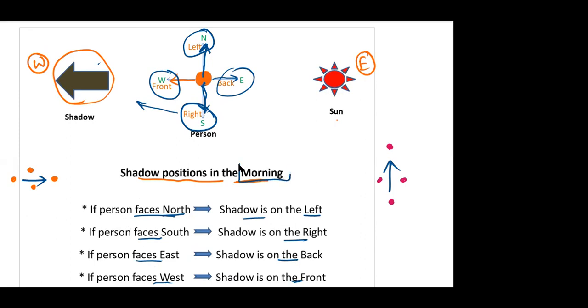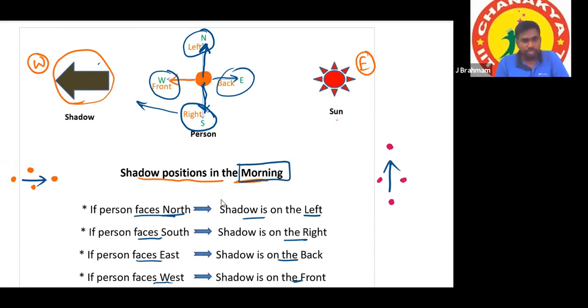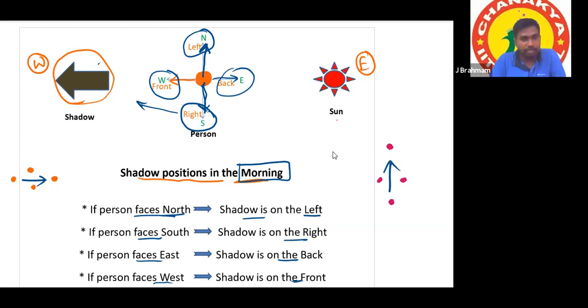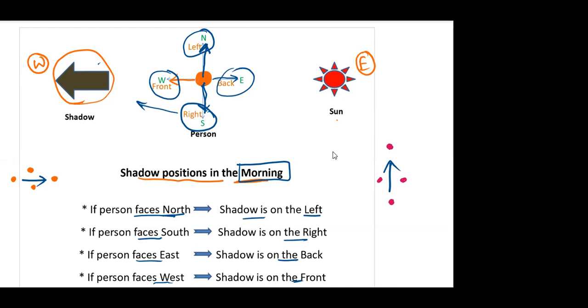All these cases are for morning shadow positions. So if the case is evening, then all these things will be reversed. Simply reversed. Left will be right, right will be left, front will be back, and back will be front. Correct or not? Yes, sir.